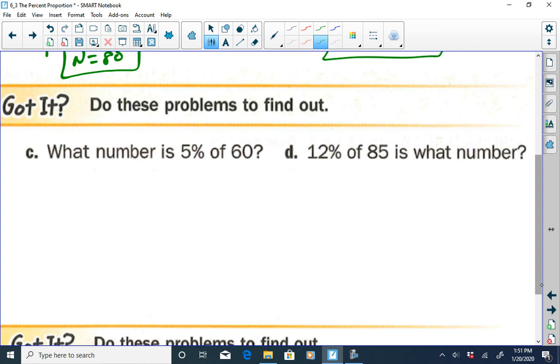All right, let's look at two more examples. What number is 5% of 60? Well, we're given the percent in this problem, so the percent always goes over 100.